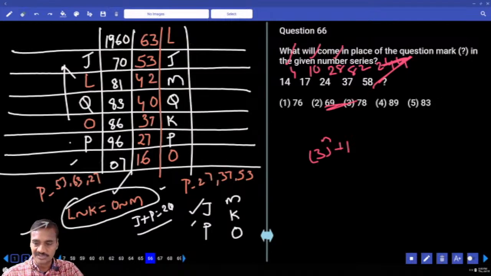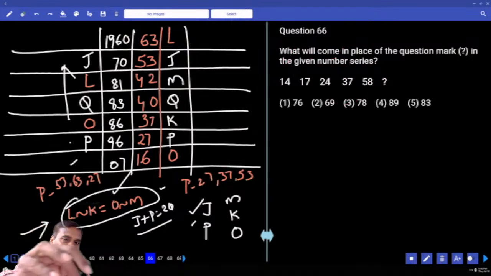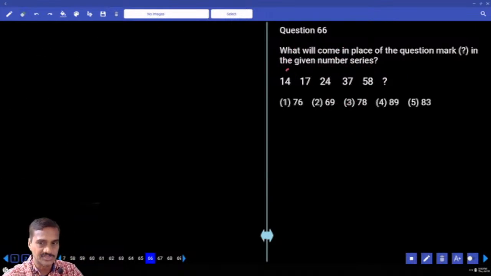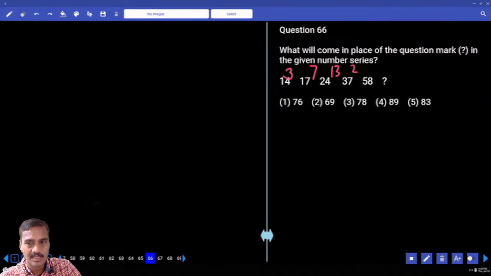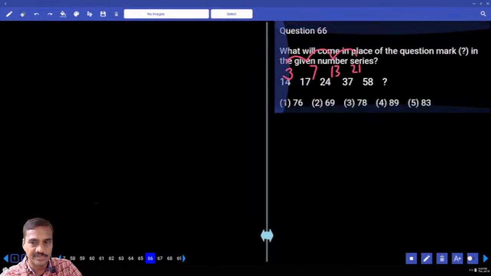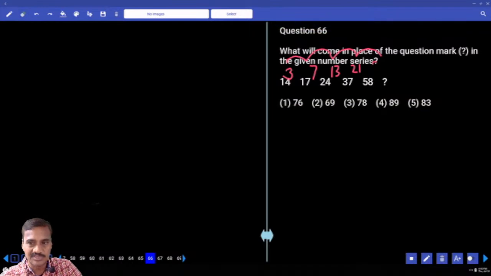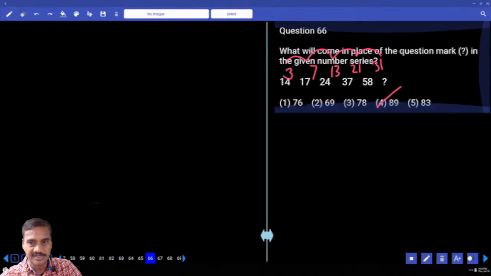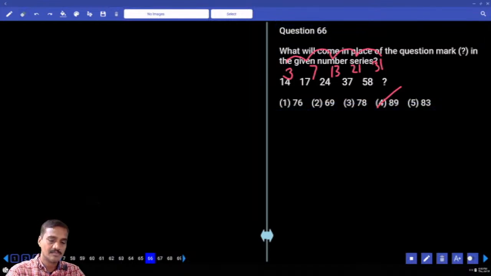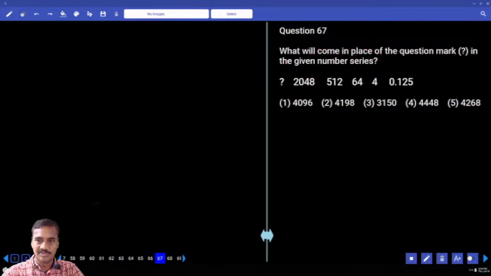మా 66 ఎలా చేయాలి? మా 14, 17 అంటే ఎలా చేస్తాం మనం? 14 + 3 17. 17 and 24 7. 24 and 37 13. నెక్స్ట్ వన్ 37 and 58 21. మరి ఇప్పుడు చెప్పండి 4 6 8 వచ్చింది కాబట్టి 10 రావాలి. 21 + 10 31. 31 అంటే అండ్ 89. 89 చాయిస్ ఫర్ క్వశ్చన్ నెంబర్ 66. దెన్ 67. అమ్మ చెప్పాలి 67.